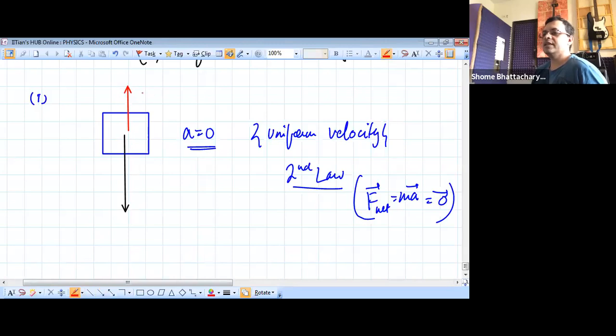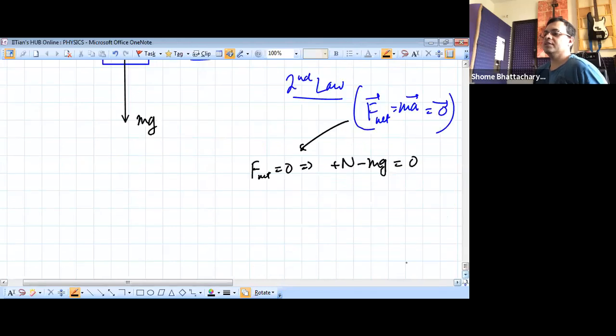So the two forces acting on it are normal reaction and weight. Here, the fact that net force is zero means plus N minus mg, because that's acting upwards, is zero. So the normal reaction has to balance the weight. Its magnitude has to be equal to the weight, so it has to be 50 newtons.